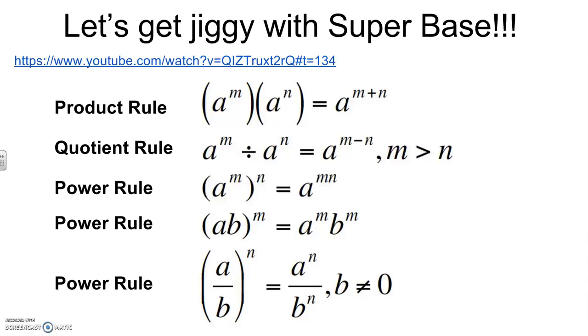And just to revisit each rule here. So we have the product rule, the quotient rule, the power rule. Again, another version of the power rule. We see that m distributes to both parts of the term, and the power rule.